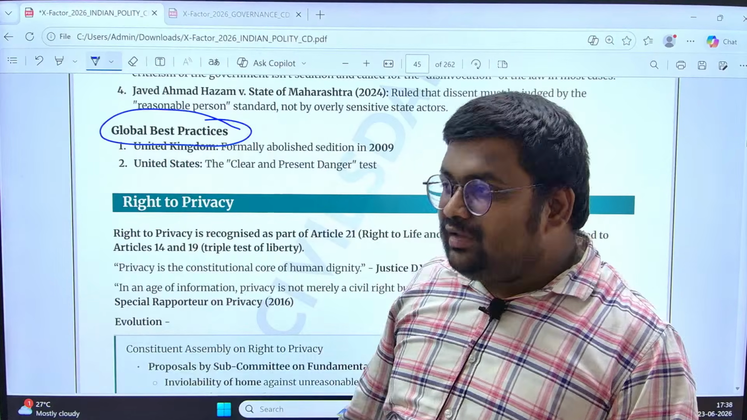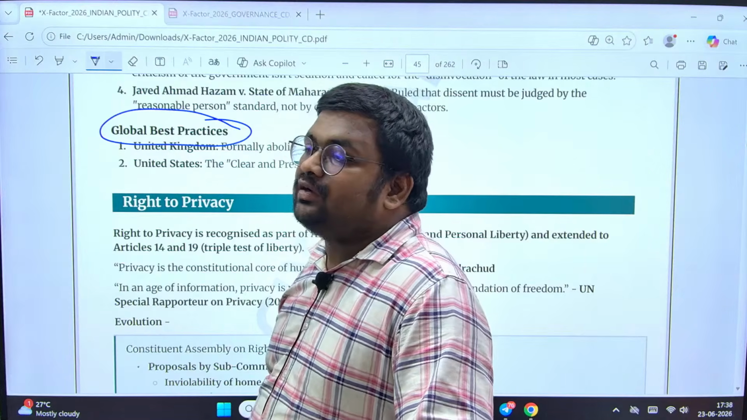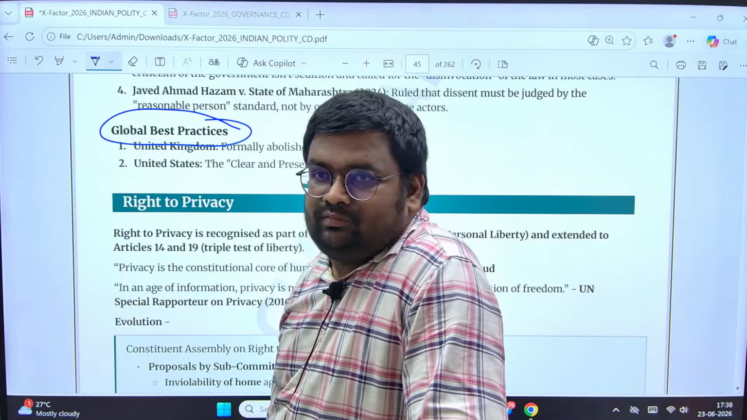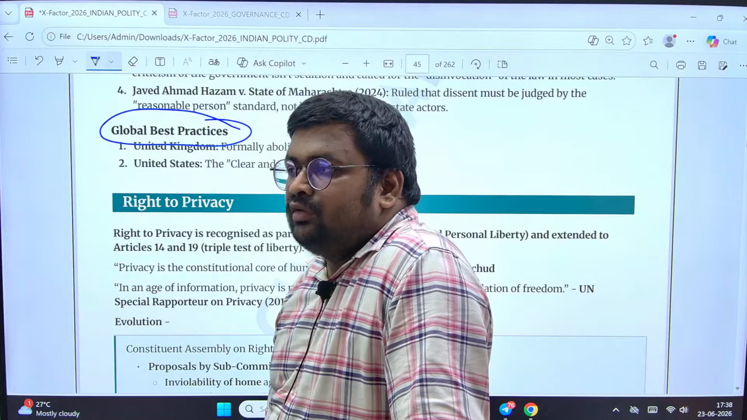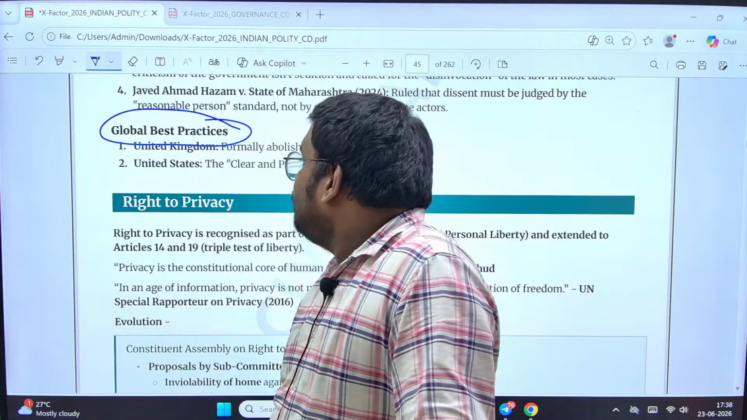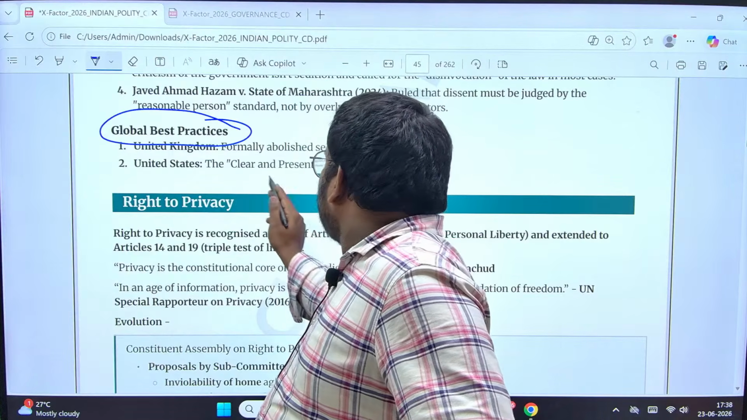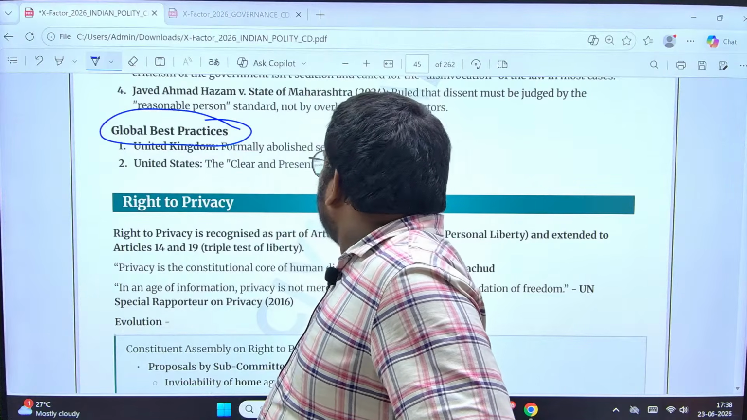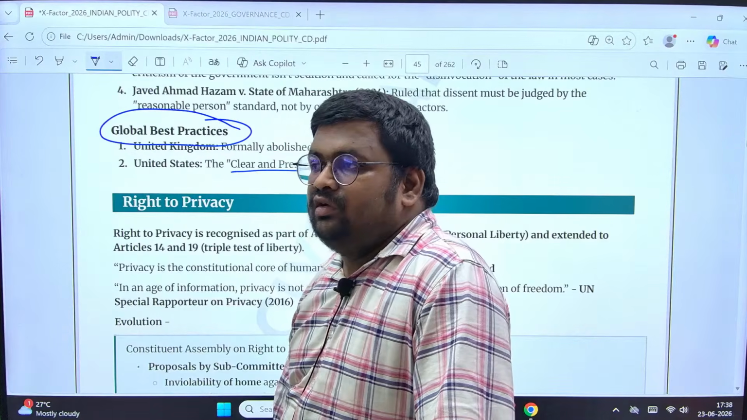ठीक है, अब ये 99% students के answer में global best practice नहीं होगा with respect to the sedition. If you can put it into your way forward. Okay, adopting the global best practice, UK abolished sedition in 2009. US has the clear safeguards in the form of clear and present danger test.